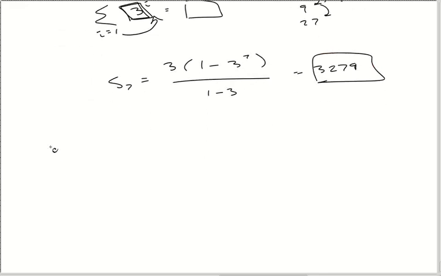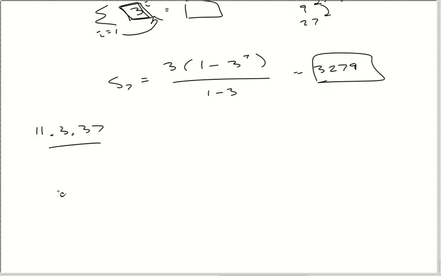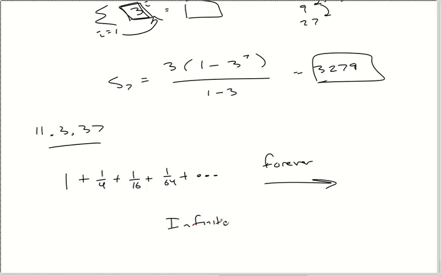So, next question. And this is actually a very good and important question, okay? So I got 1 plus a 4th plus a 16th plus 1 over 64 plus dot, dot, dot, as in forever. It'll keep going on forever and ever. This is an infinite geometric series. Wow, that sounds fancy.